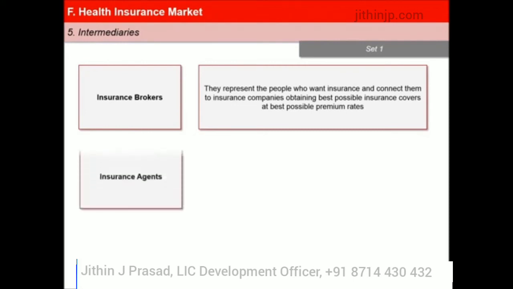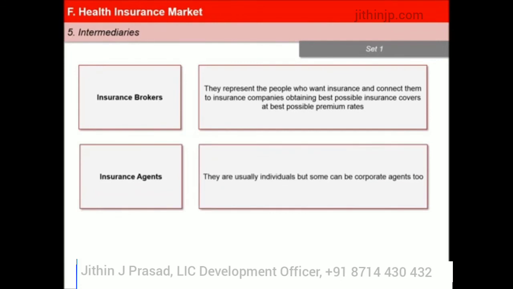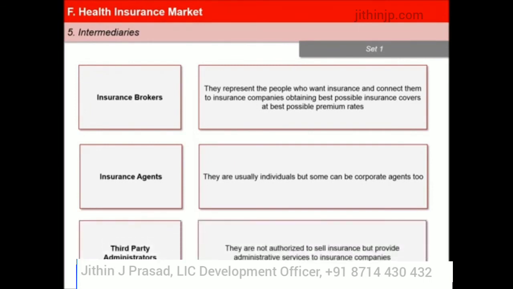Second, insurance agents, who are usually individuals, but some can be corporate agents too. Unlike brokers, agents cannot place insurance with any insurance company, but only with the company for which they have been granted an agency. Third, third-party administrators. They are not authorized to sell insurance, but provide administrative services to insurance companies. Once a health insurance policy is sold, the details of the insured person are shared with an appointed TPA, who then prepares the database and issues health cards to the insured persons.